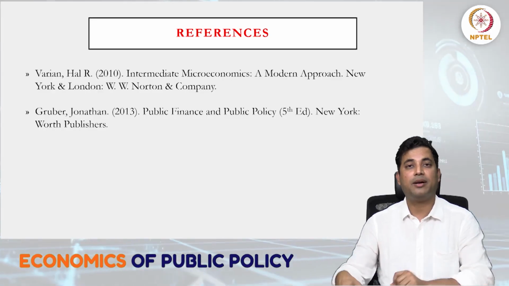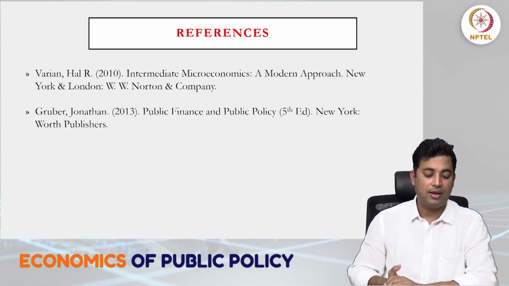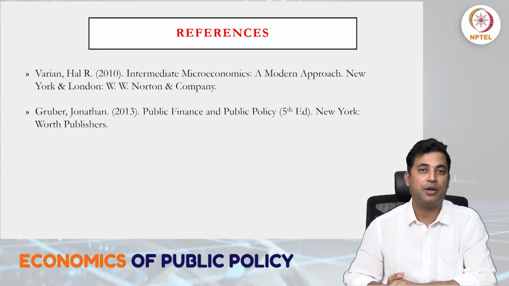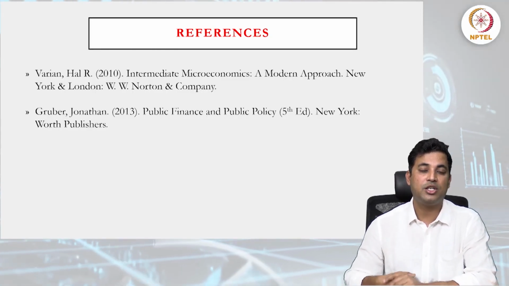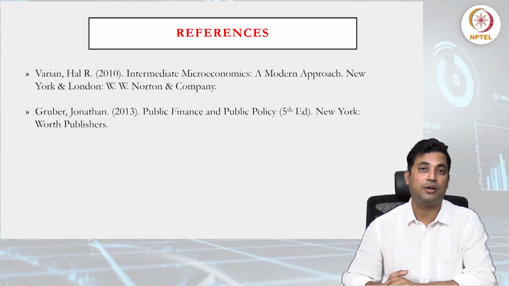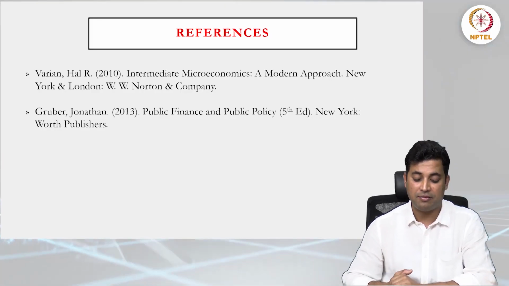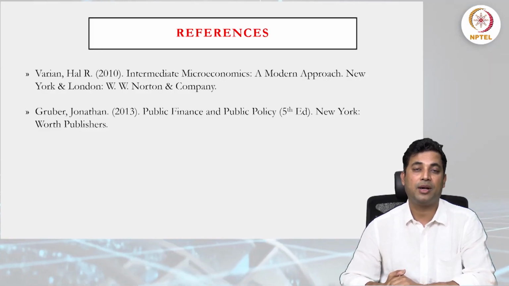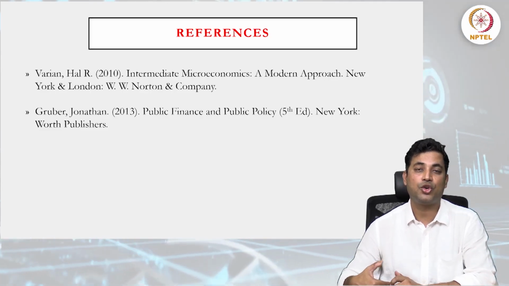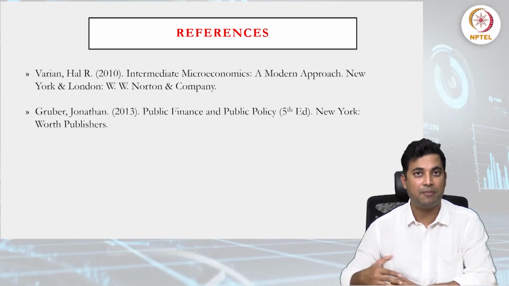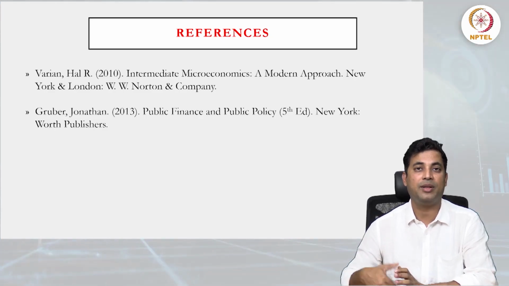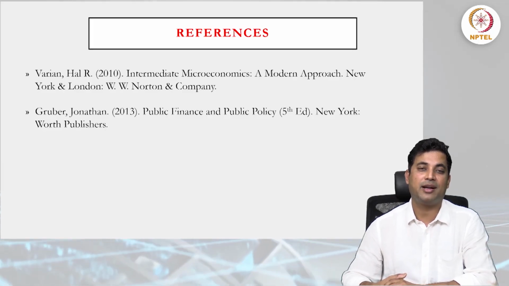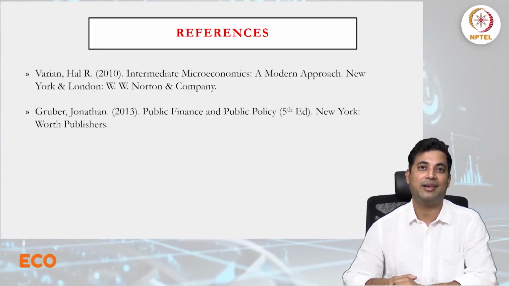So I'll stop here. For this, the Holler variant, Intermediate Microeconomics, and also the initial selected chapters from Jonathan Gruber's Public Finance and Public Policy will be useful for you to understand utility, choice, preferences, and equilibrium with regard to public policy. Thank you very much for your attention, and I'll see you in my next lecture.